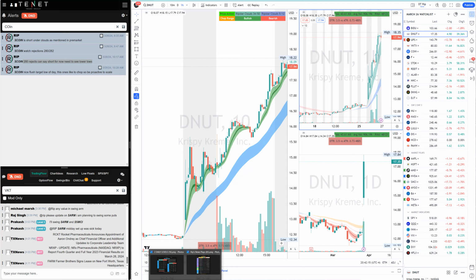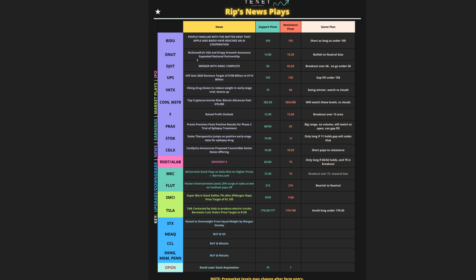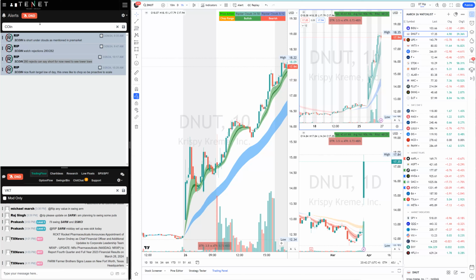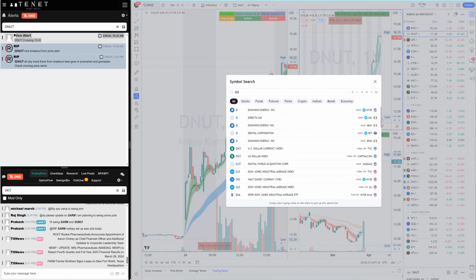Let's look at Donut, Krispy Kreme. What was the plan? Donut was gapping up. Support was 1380, resistance was 1520. That resistance is my bullish pivot, right? That's why I have resistance. Bullish to neutral bias. I was busy in other trades, but if you see Donut, I had a breakout price alert set there.